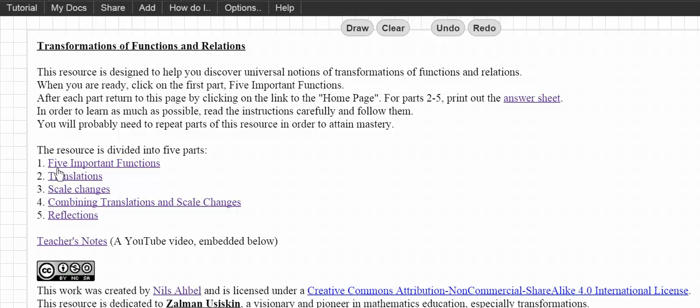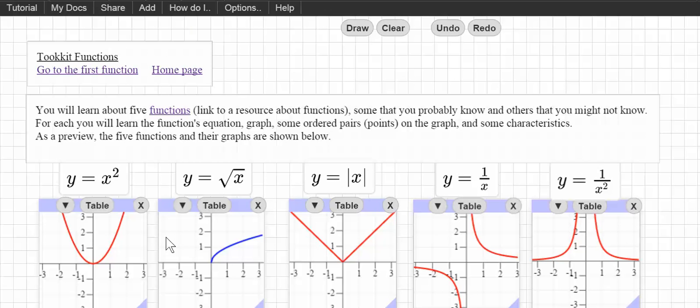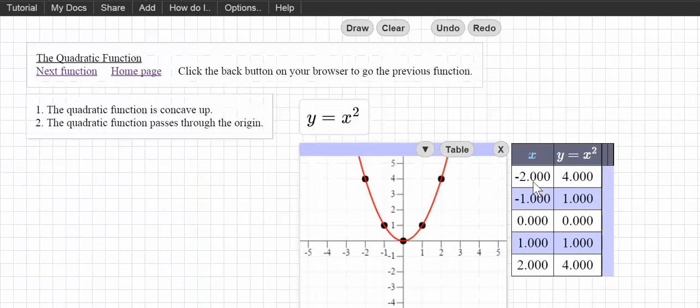First, students can learn 5 important functions. This is particularly helpful to get everybody to a level playing field as far as knowing these 5 functions are concerned. If you click here, you'll come to the 5 functions, these here. As you click on each one, it will give you information about each one of these functions. Students can return here at any time to learn about the functions, whether they go through the origin or not, some table of values, concavity, and so forth.